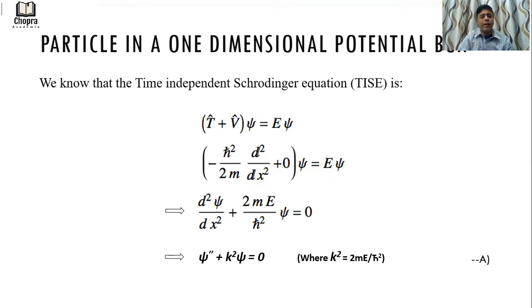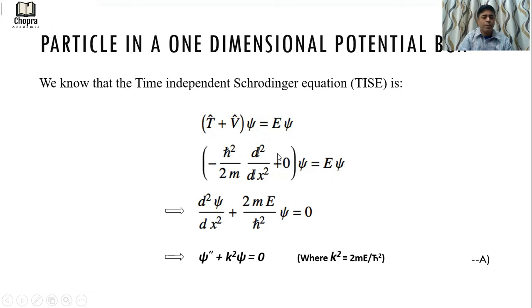T plus V is basically your kinetic energy plus the potential energy. We already know the time independent Schrodinger equation, that is minus h cross square by 2m d square by dx square plus V psi is equal to E psi. But please pay attention here, we are talking about a particle which is trapped inside a box. So we are bothered about the region 0 to L. In that region, V is equal to 0.